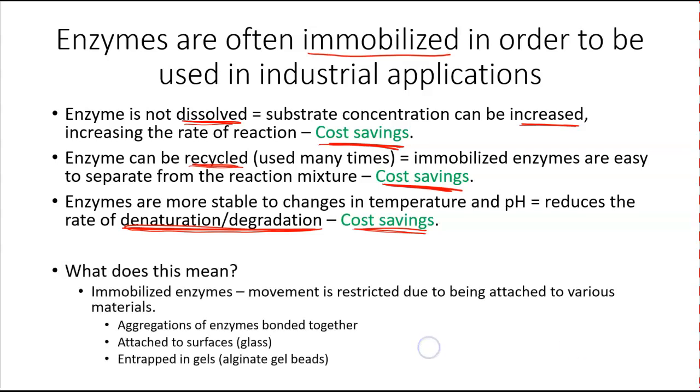Right? So what does this mean? On top of cost savings, what does it mean? Immobilized enzymes means we are restricting the movement of the enzyme by attaching the enzyme to a specific kind of aggregate material. Often aggregations of enzymes are going to be bonded together. We're going to take a lot of enzymes and we're going to bond them together. By bonding the enzymes together or congealing the enzymes in a particular solution, you're going to keep them stable. You're going to lose less of them, and you're going to denature less of them. Okay, that's really important. We can reuse them over and over and over.